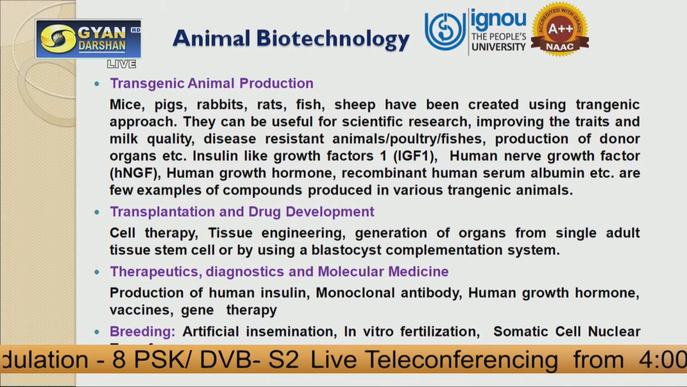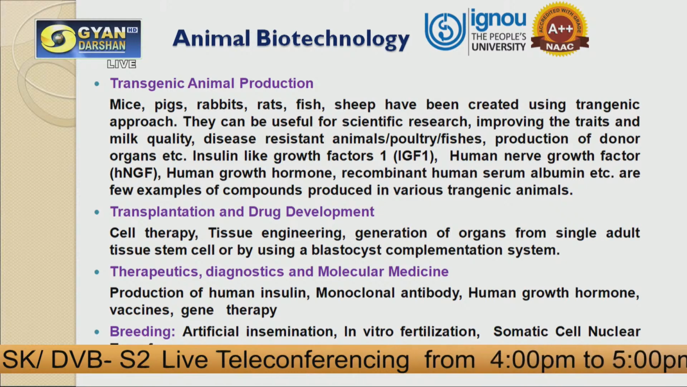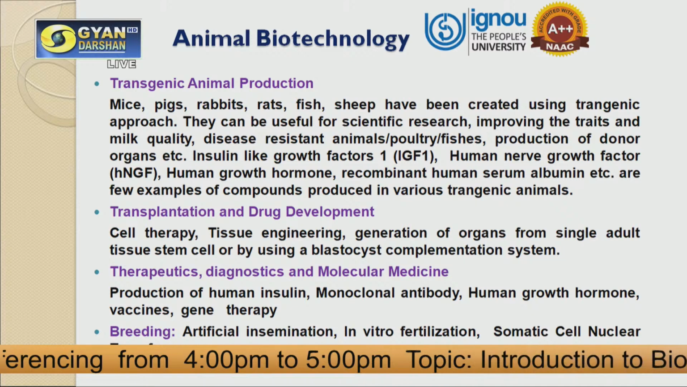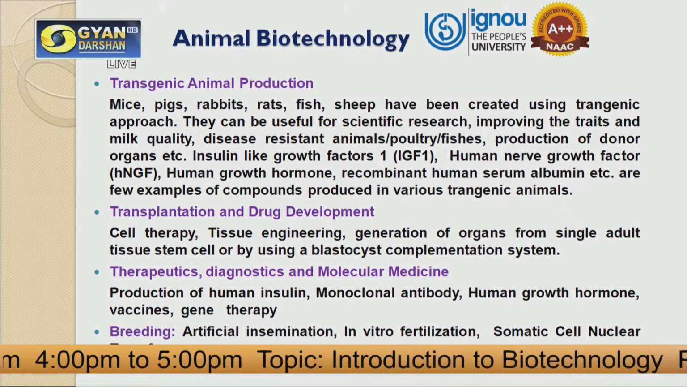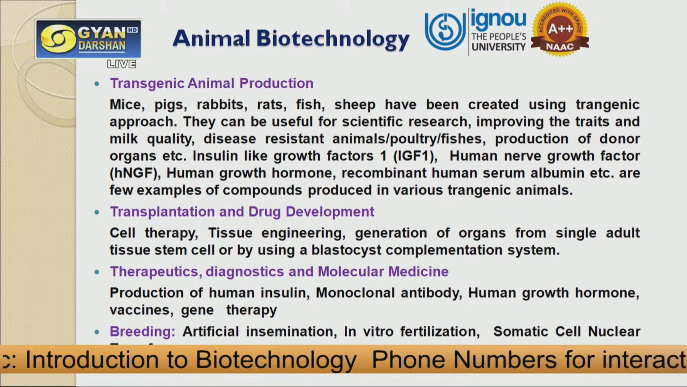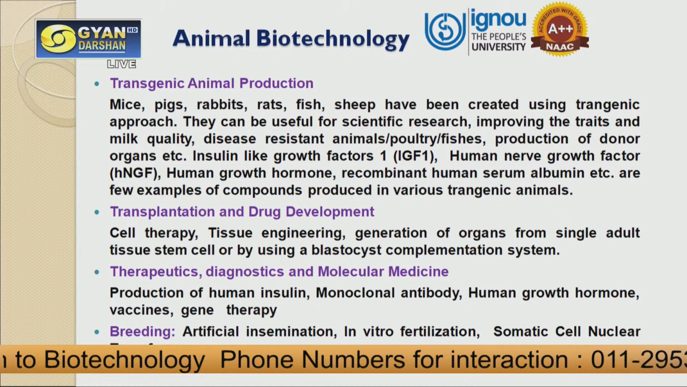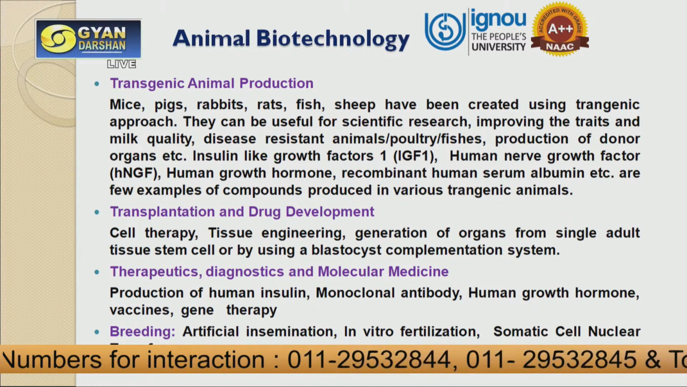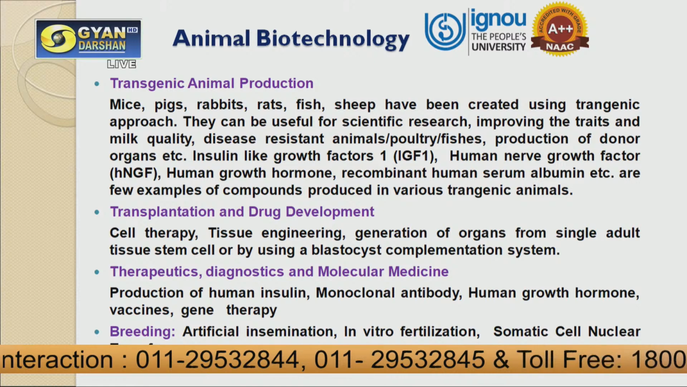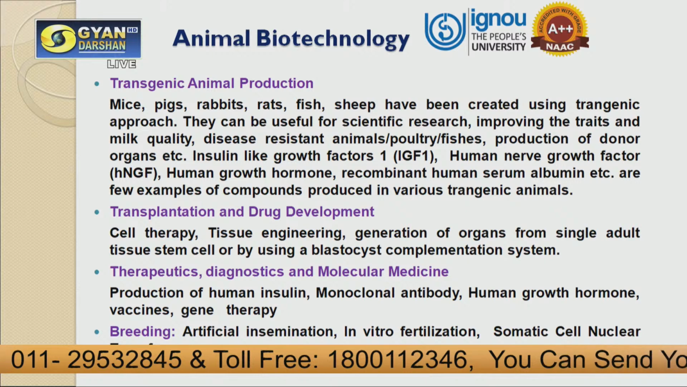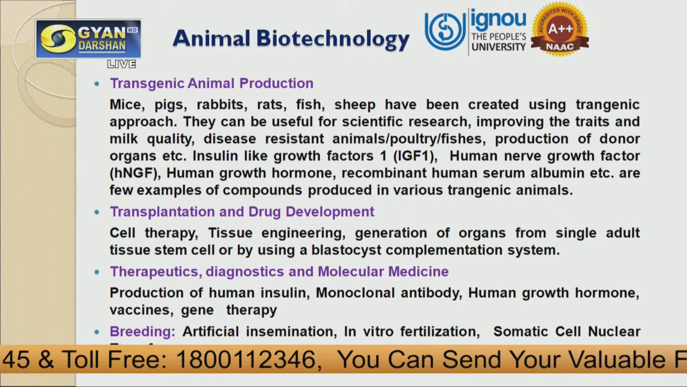Therapeutics, diagnostics, and molecular medicines. Animal biotechnology has a role to play in this also. Here, you can produce human insulin, you can produce monoclonal antibodies, human growth hormone can be developed, vaccines can be generated, and gene therapy can be done by using animal biotechnology.